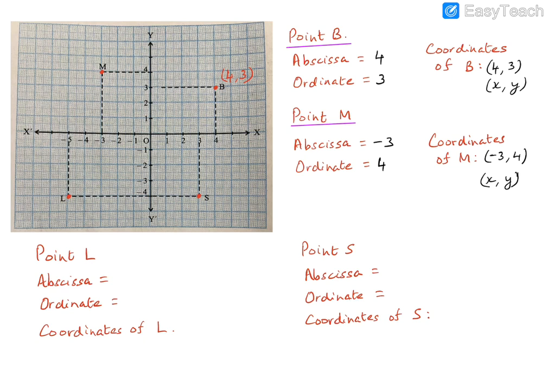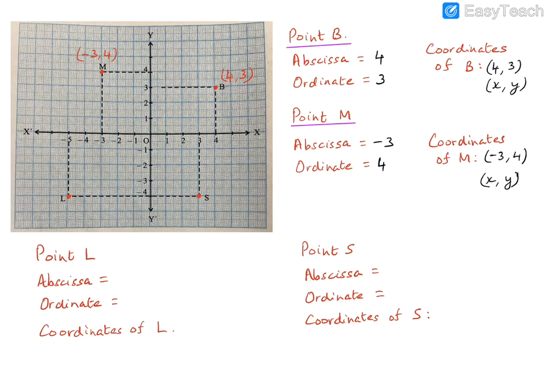And let's apply the same rules to the other 2 points. So we have the next point, which is point L. Let me write the coordinates for the point M on the graph as well. So the coordinates for the point M on the graph are minus 3 comma 4. The x coordinate is minus 3 and the y coordinate is 4. So this will be denoted as minus 3 comma 4.